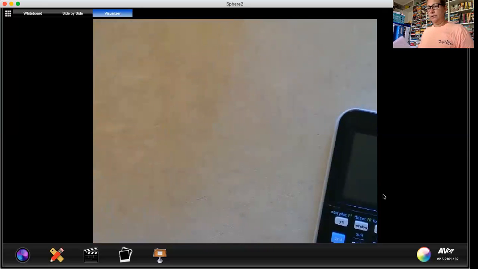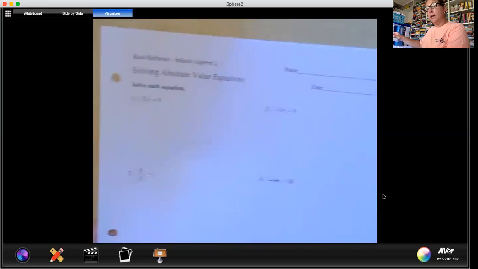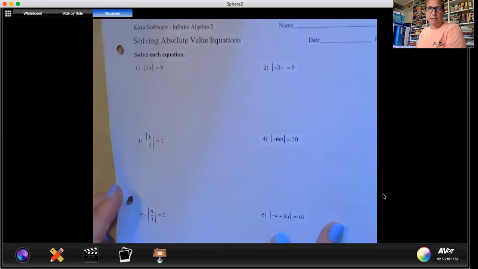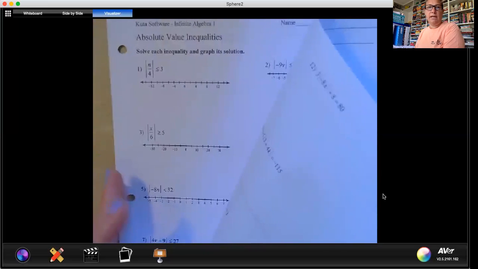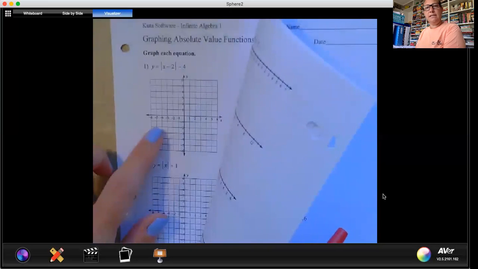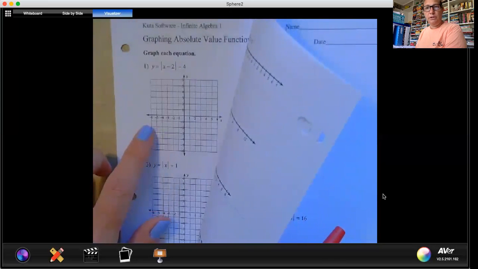All right, that concludes the notes portion. What we're going to do now, other than the characteristics for graphing, which we're going to look at in just a second, this begins your assignment, solving absolute value equations, inequalities, and then graphing.